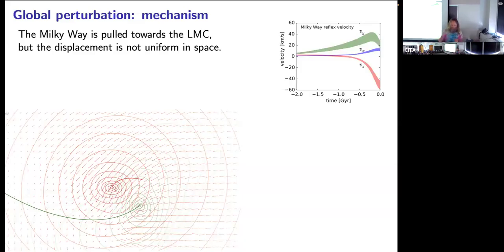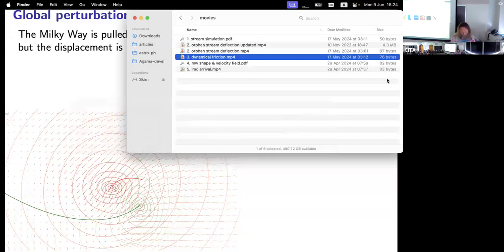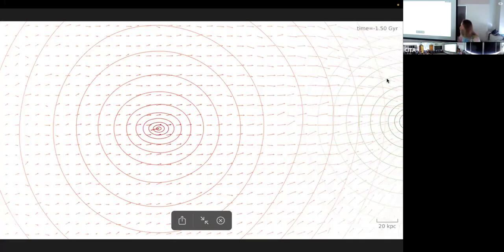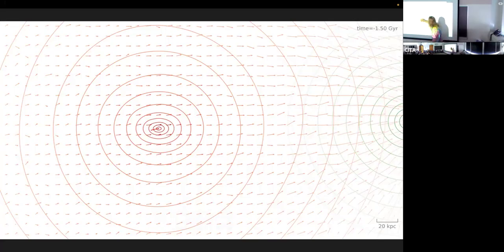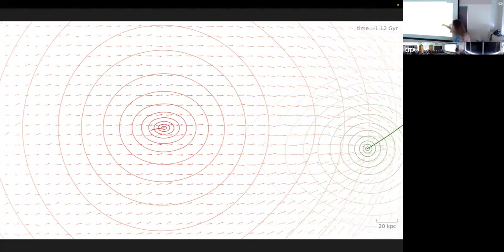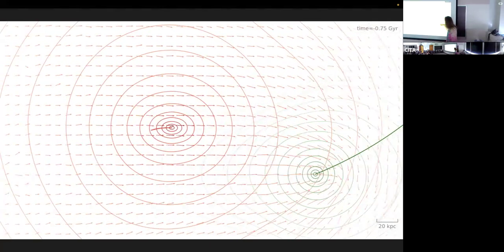To illustrate it, let me play you another movie. This is a simulation of the Milky Way in red and the LMC in green, and these two galaxies are orbiting. It's not that the LMC orbits the Milky Way, it's that both galaxies orbit their common center of mass. Initially, the Milky Way is moving towards the LMC, and the LMC is moving towards the Milky Way. As the simulation progresses, the LMC comes from the southern hemisphere. The arrows indicate the trajectories of individual stars, and the contours show the density.